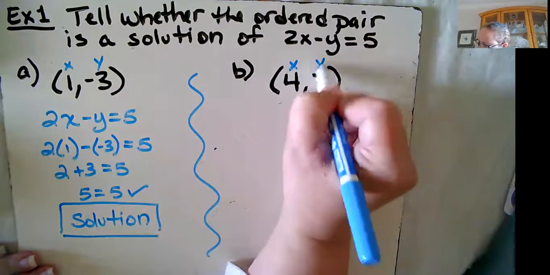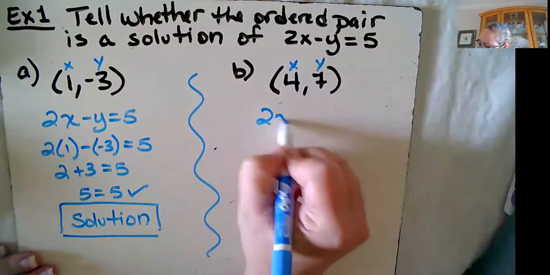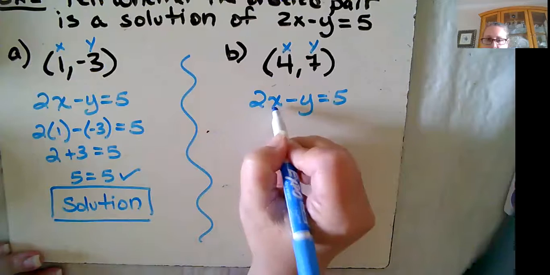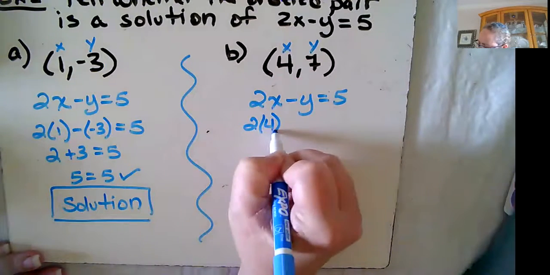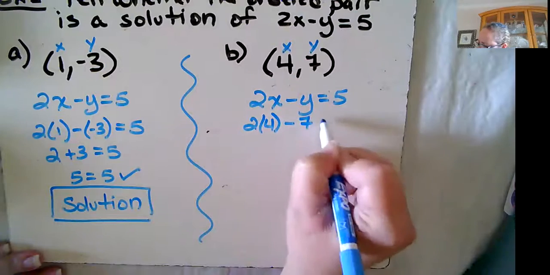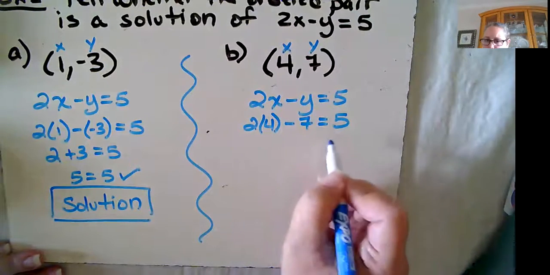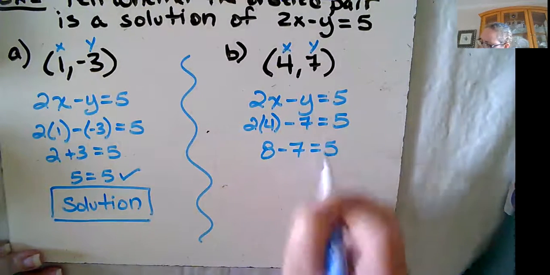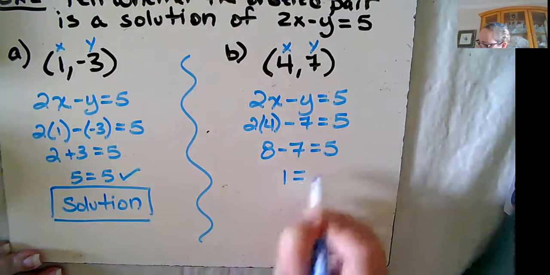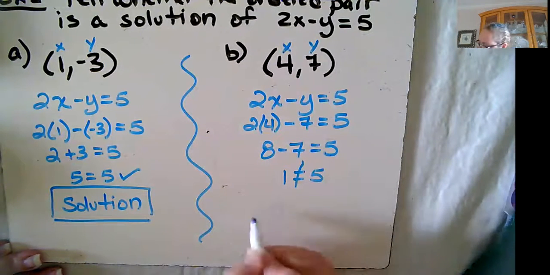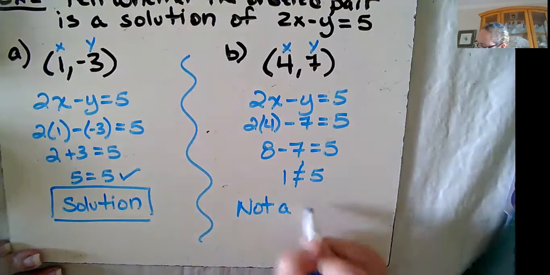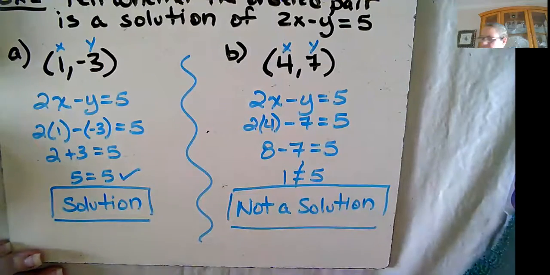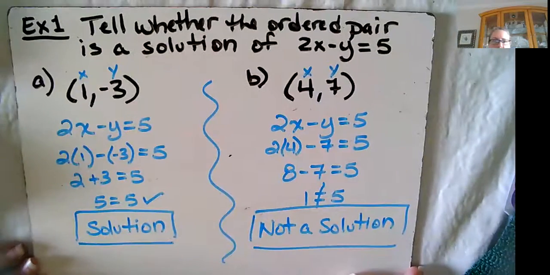For the next example, we have another ordered pair. Again, this is an x, this is our y. We're going to take it and plug it into our same equation. Substitute in our x, 2 times 4 minus 7 equals 5, and then we simplify the left. 2 times 4 is 8. 8 minus 7 is 1. 1 does not equal 5. Therefore, that is not a solution. So that is example 1.